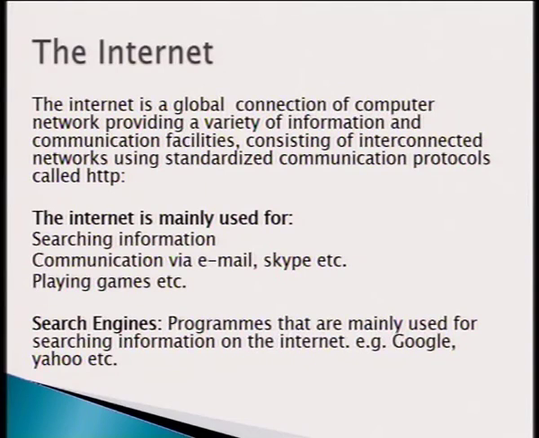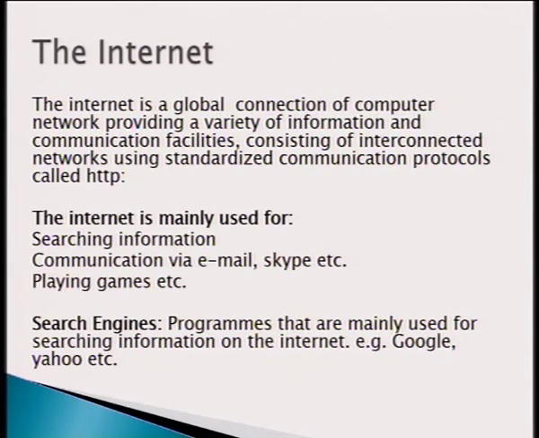Now, the internet is mainly used for a variety of tasks. We can search for information from the internet. We can communicate either via email or via Skype. We can play games. Nowadays our life revolves around the internet because it has become impossible to do anything without it. That's why it's very crucial to our everyday life.